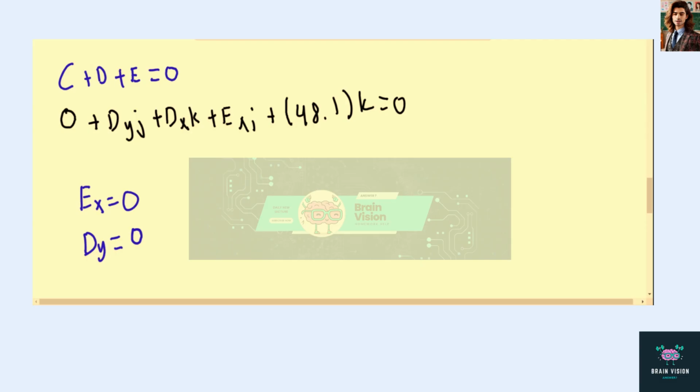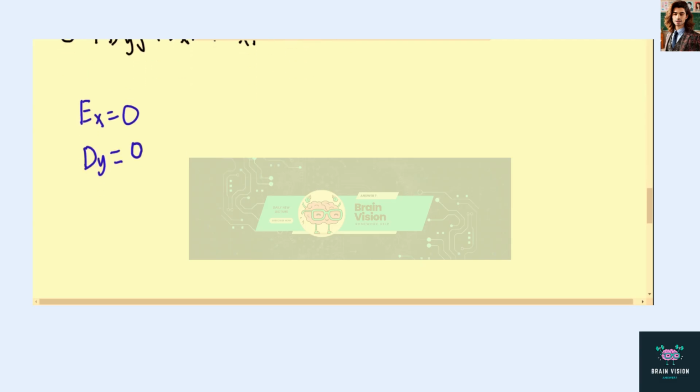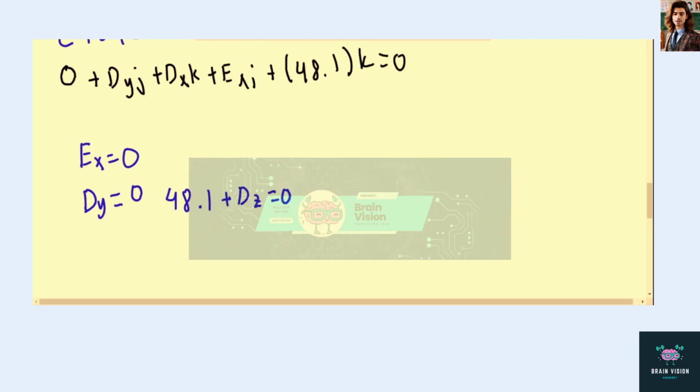So to get the z component of D, we can say that 48.1 pounds, so 48.1 plus D of z is equal to 0. And solving for D of z, we'll get a value equal to negative 48.1 pounds.